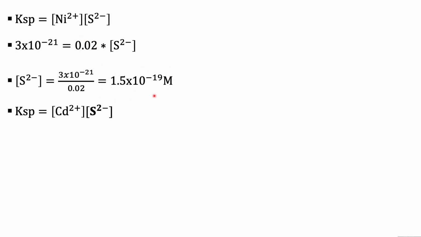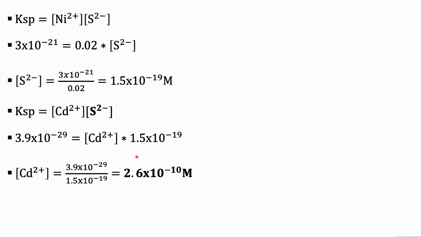Then we use this amount to calculate how much of the cadmium will be remaining in the solution using the expression. Here then we replace the Ksp, we replace the value of the sulfur, then we determine the cadmium. So that means 2.6 times 10 power negative 10 molar of cadmium will remain in the solution after the second ion precipitates, just after nickel forms a precipitate.